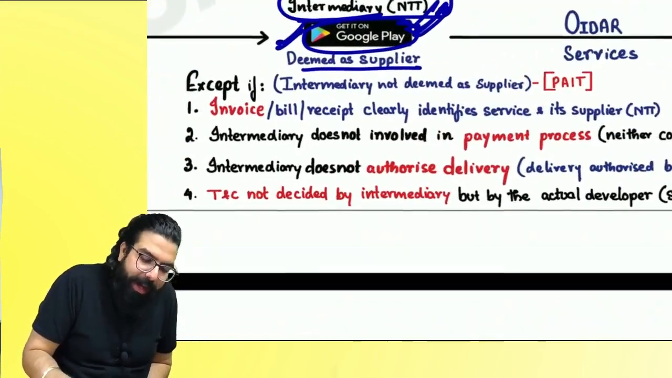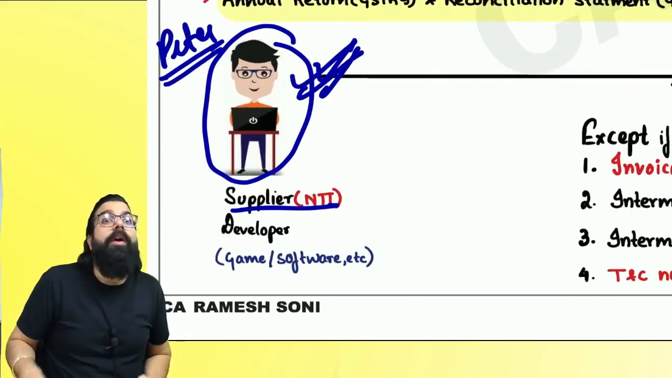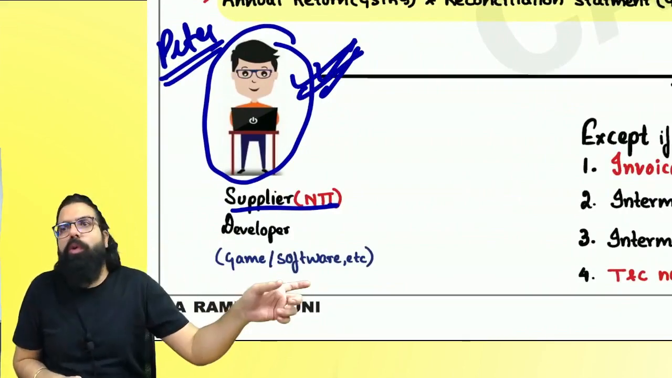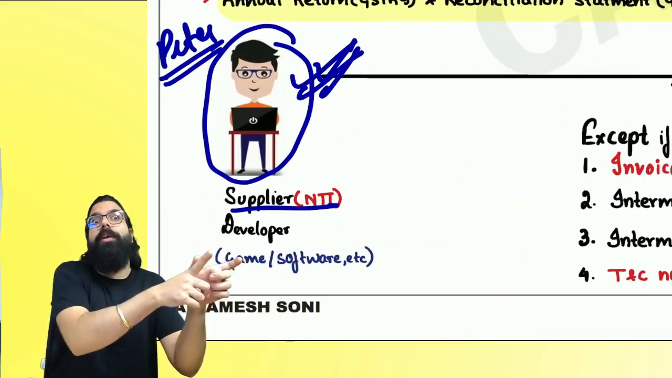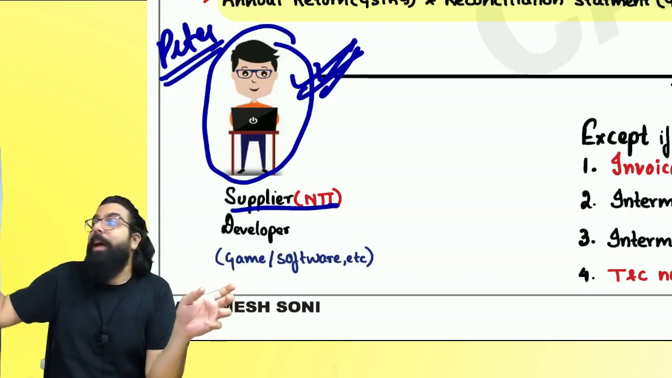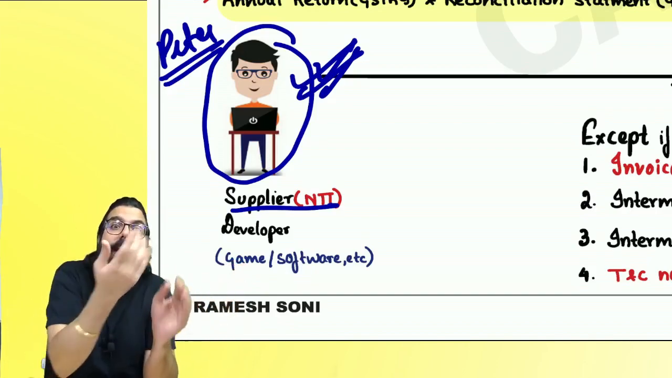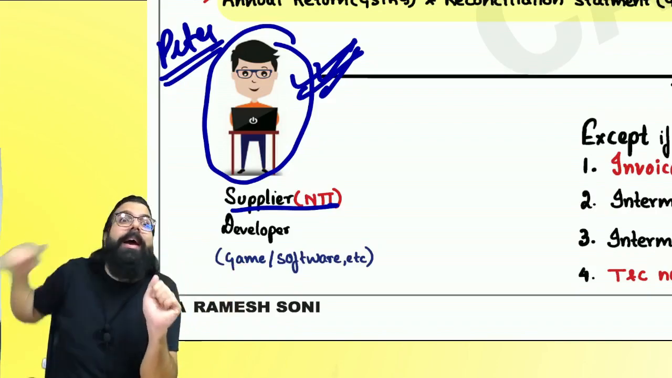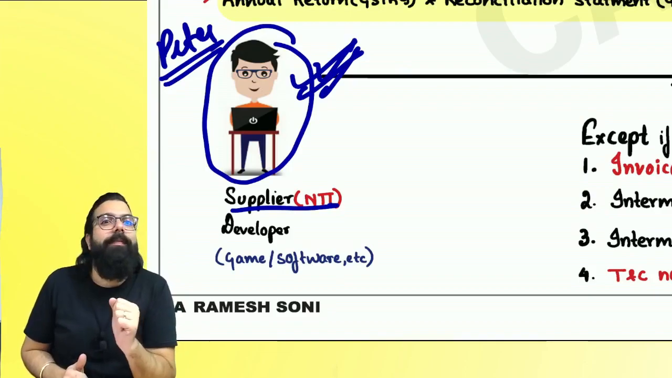But sir, can it be deemed that this person is the OIDR? For an example, when you download the game, Google Play Store does not give you an invoice. The actual supplier gives you the invoice. When you download the game, actual authorization is given by the supplier. When you download the game, actual payment goes to the supplier. Then who is the OIDR? Google Play Store or the actual supplier?